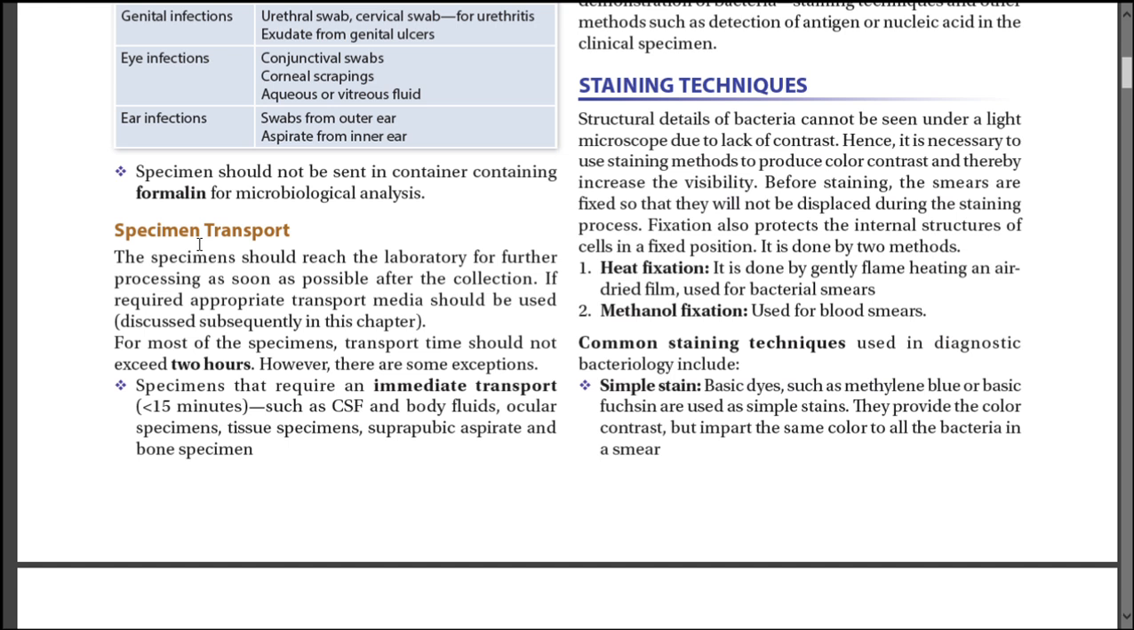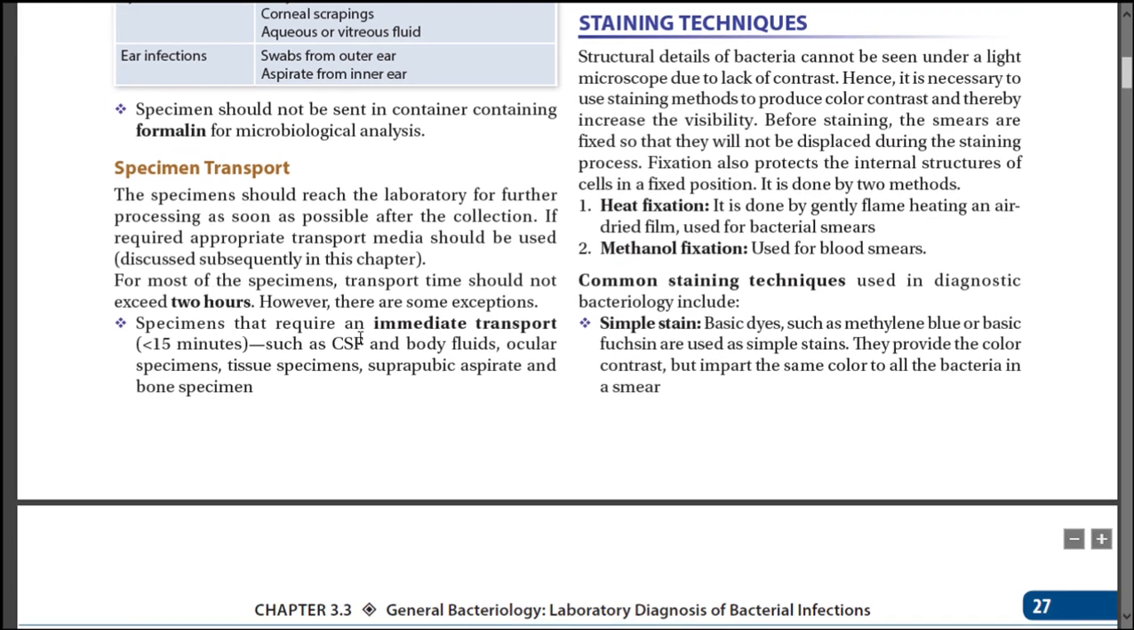The specimen must reach the laboratory for further processing as soon as possible, so the required transport media should be used. Specimens that require immediate transport, that is less than 15 minutes, are cerebrospinal fluid and body fluids, ocular specimens, tissue specimens and bone specimens. For these, there should be immediate transport to the laboratory within 15 minutes, before contamination.